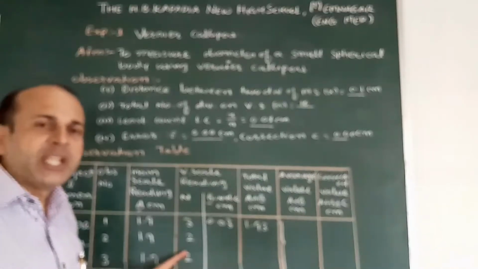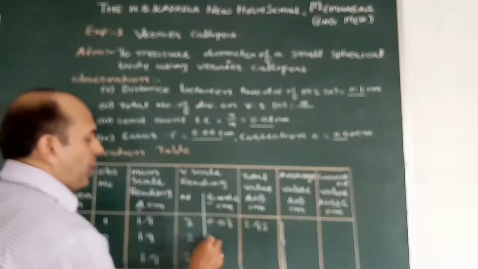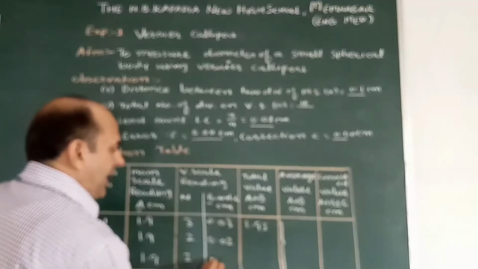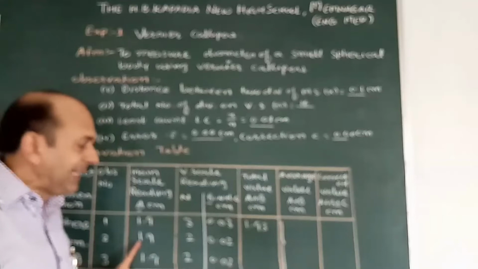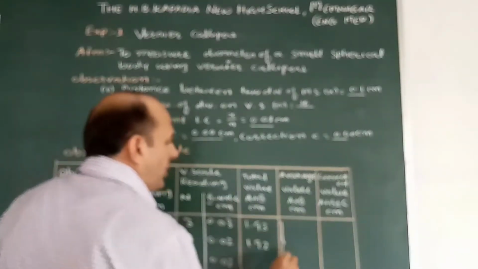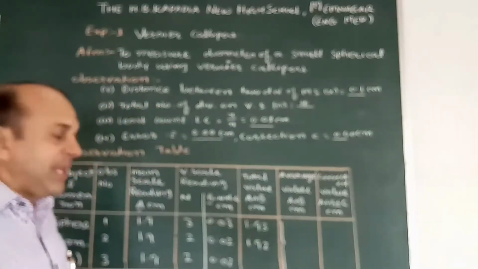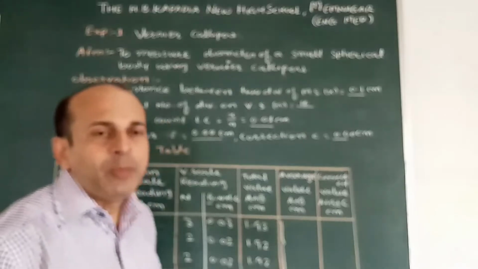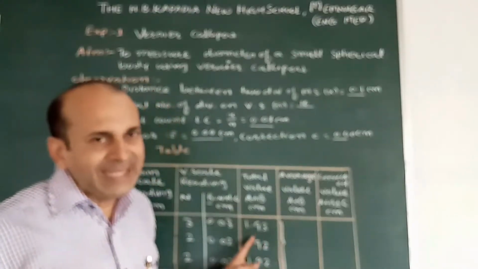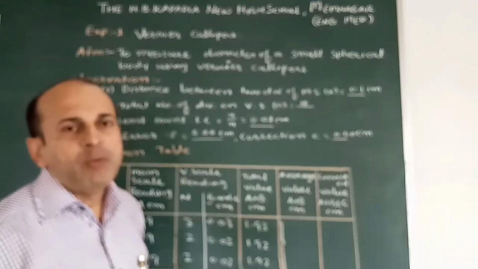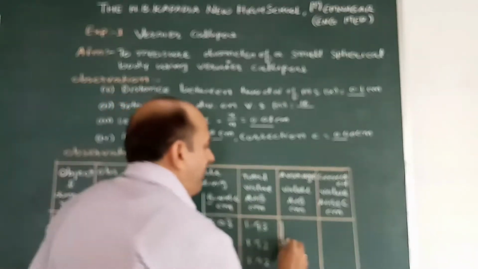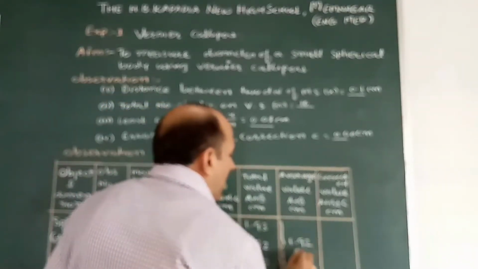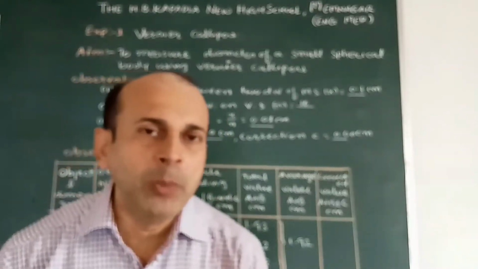Now what is the value of the second division? It is equal to 0.02 centimeter, and again here 0.02 centimeter. Now the sum of 1.9 and 0.02 is 1.92, which is the diameter, and the third time is again 1.92. Now the average of these three readings, 1.93, 1.92 and 1.92, let me write the average is 1.92. But this is the observed diameter of the sphere.